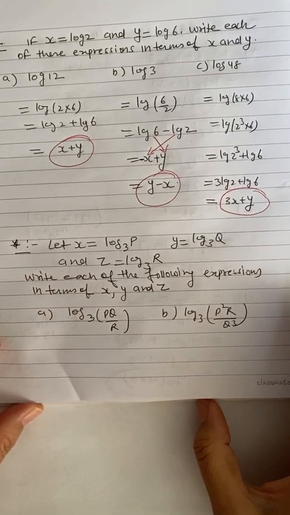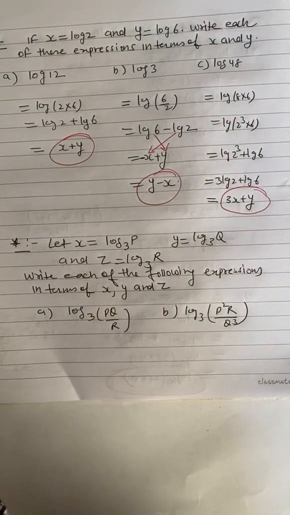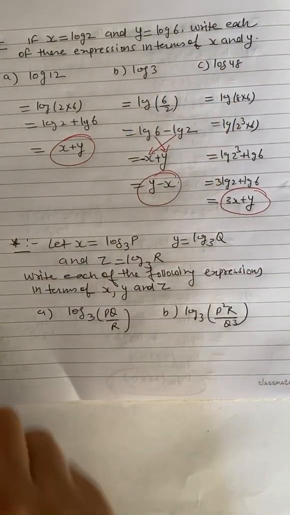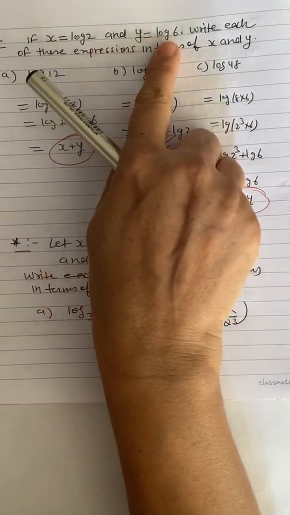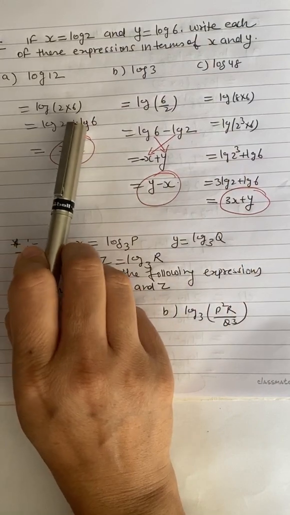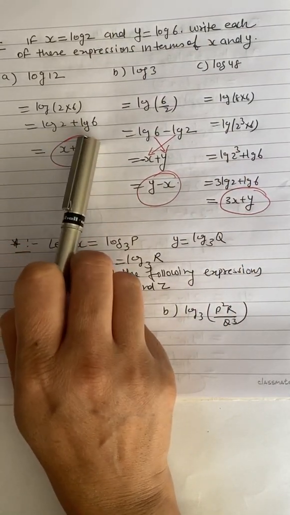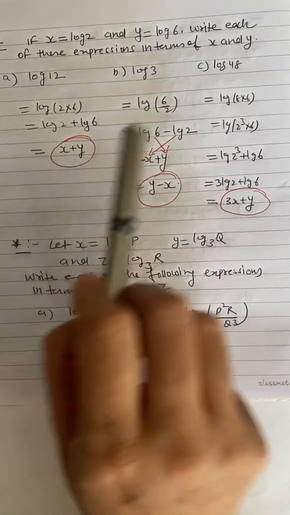The next example is the value of x and y is given. X is log 2 and y is log 6, and you have to write these expressions in terms of x and y. So we know log 12, so you have to make sure that you rewrite this number using the numbers which are given, which in this case are 2 and 6. So log 12 is 2 times 6, and now we can apply the log rule. So this is log 2 plus log 6. Log 2 is x, log 6 is y, so this is x plus y.